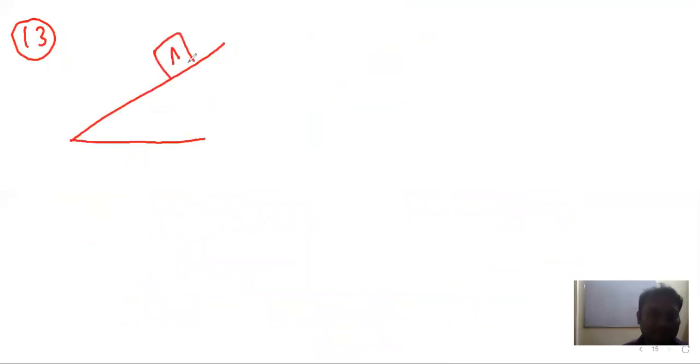Next, let us take the 13th question. In the 13th question, we have an inclined plane and a mass capital M, and there is a string which has a tension T. The mass of the block is 15 kg. The block is tied to a horizontal string which has a force of 50 Newton. We have to find the coefficient of friction.